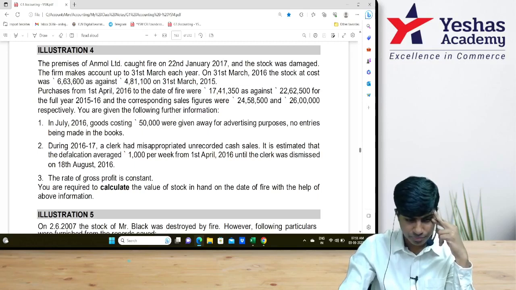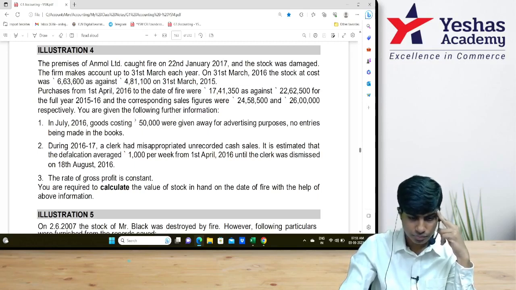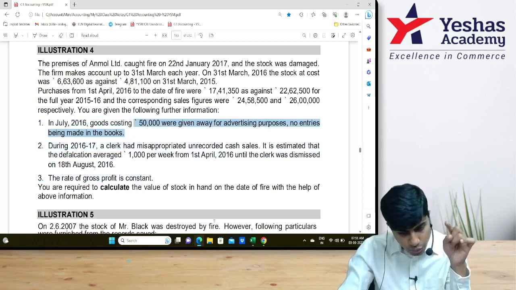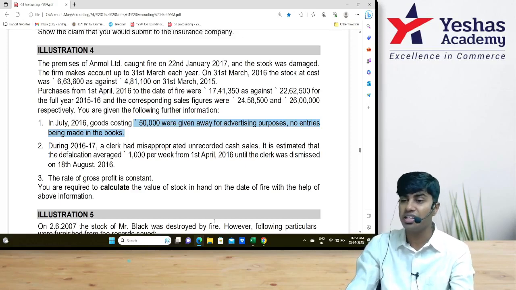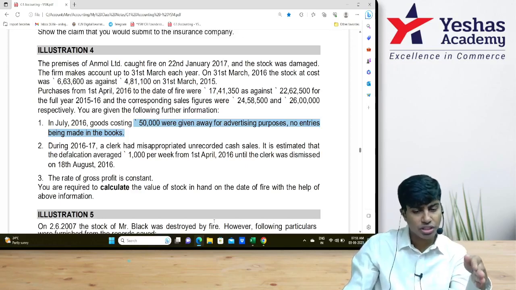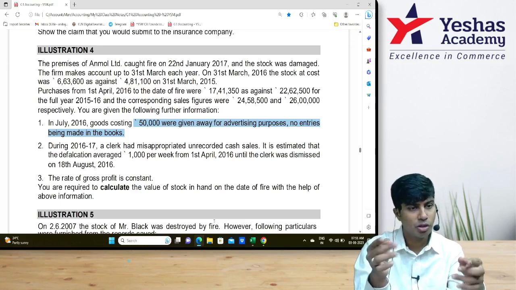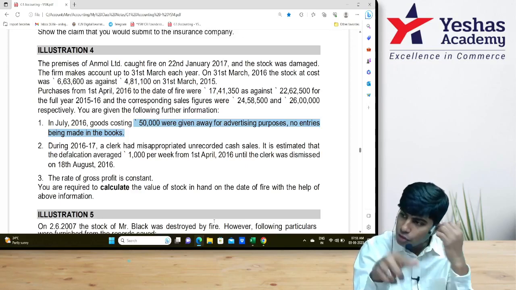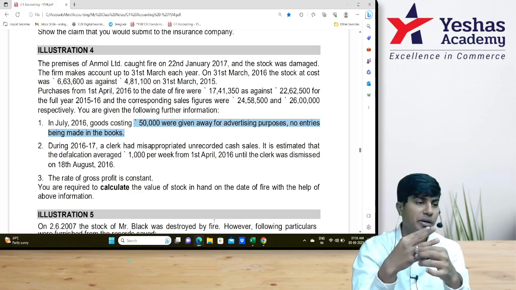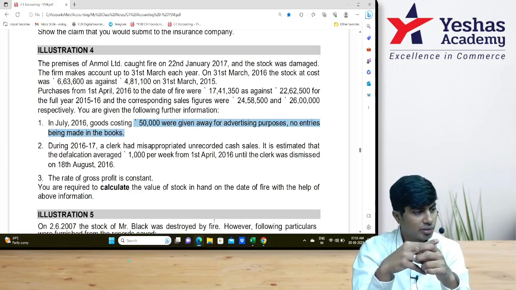Very good. First one. In July 2016, goods costing 50,000 were given away for advertising purposes. No entries have been made in the books. This is during the memorandum trading account period, because July 2016 falls between 1st April 2016 and 22nd January 2017. So they've issued goods as free samples, but the entry is not made. So what should we do? We should make the entry. Deduct it from purchases. Am I right?